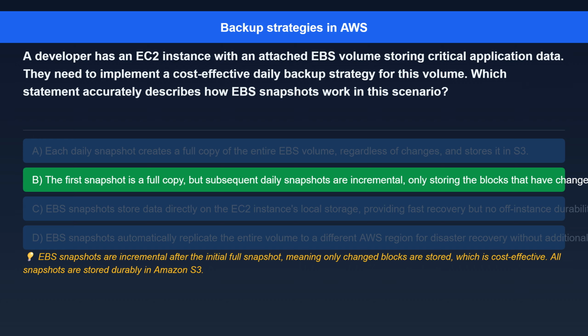EBS snapshots are incremental after the initial full snapshot, meaning only changed blocks are stored, which is cost-effective. All snapshots are stored durably in Amazon S3.